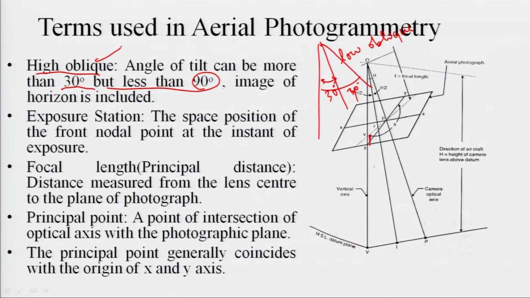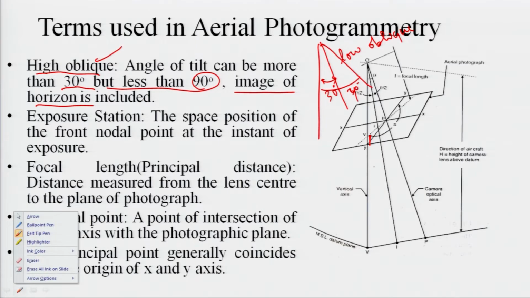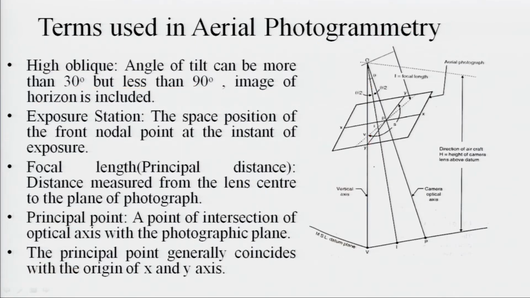And there is a point about the image of the horizon. Let's discuss what the horizon is. Horizon can basically be defined as the line where sky and land coincide. Horizon means a picture of the sky.